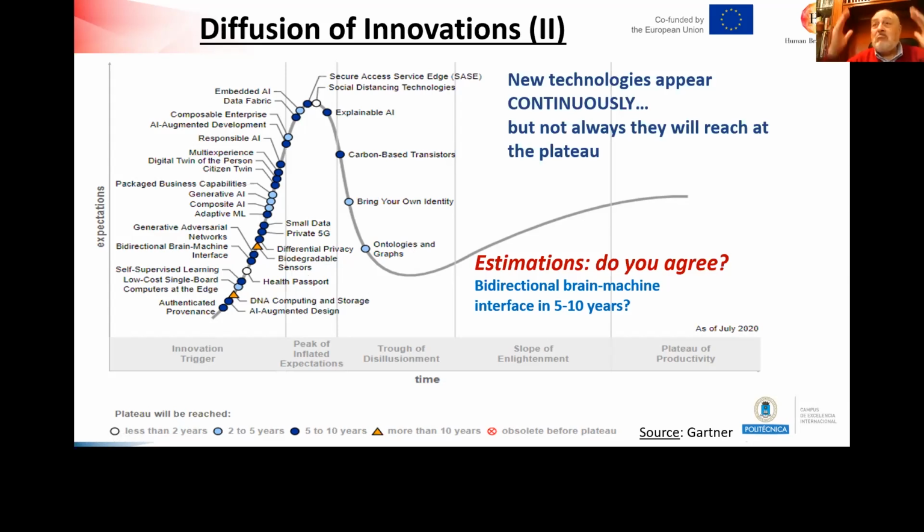2 to 5 years means that it will reach just the plateau, according to the estimation. Then some of them are here with this blue, light blue, or dark blue. Some of them even more than 10 years. The interpretation is just pay attention to this one, bidirectional brain-machine interface, because it's closer to our work. They say, oh, bidirectional brain-machine interface is dark blue. They are saying that in 5 to 10 years, it will be a consolidated innovation.